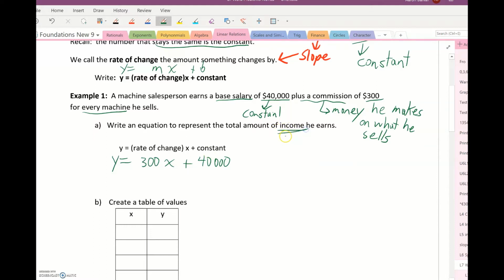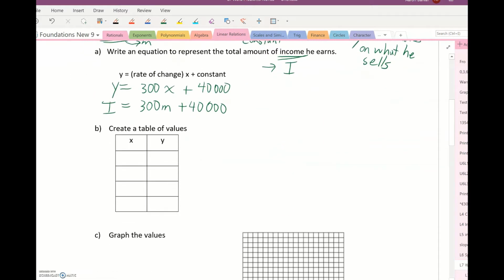Okay. Now to use descriptive letters, we're trying to find his income. So what letter could we use? We could use the letter I. Okay. So his income would replace the y. Now we're using a real world letter. Then 300 is multiplied by what? Well, every machine he sells. So for every machine, we could use the letter M. So you'd multiply 300 times how many machines he sold, M, plus $40,000. So now we went from typical math, y equals mx plus b, into descriptive letters. I equals 300 times m plus 40,000.